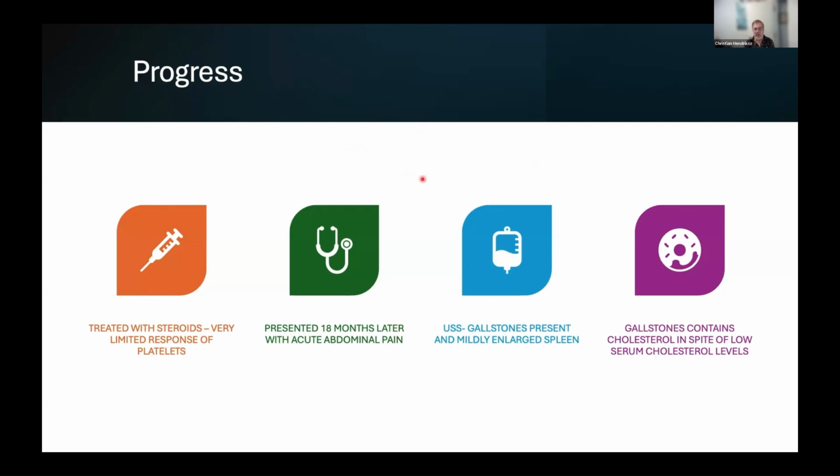So you've got a patient with epistaxis, low platelets, who doesn't respond to steroids, although the bone marrow is quite suggestive, by which the hematologist thought of ITP. And then the patient presented with gallstones, and these are cholesterol stones, although the cholesterol is normal.